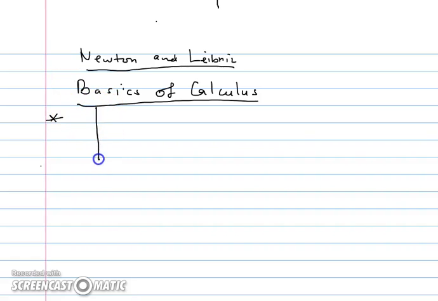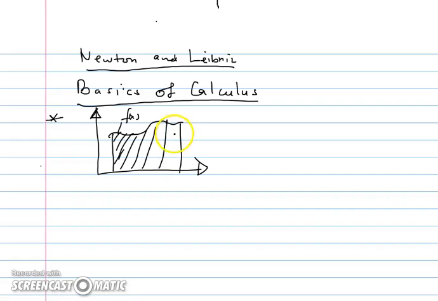Suppose you have a curve like this. This is f of x. If you want to determine the area under this curve, it can be a little bit tricky because this is not a regular shape. It's an irregular shape. So to be able to determine the area under this curve, it needs a little bit more input.